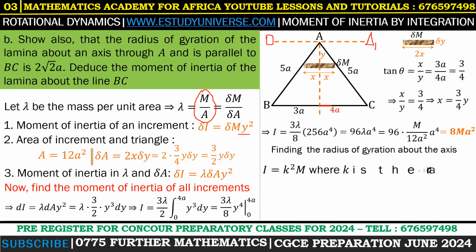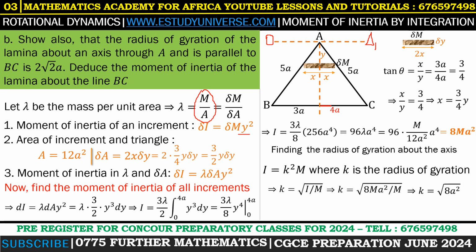Alright. So, the radius of gyration, generally in terms of moments of inertia, can be gotten as the square root of the moment of inertia divided by the mass of the whole system. The mass of the whole system is just the mass of the triangle, which is m, and the moment of inertia is 8ma squared. So we take 8ma squared and divide by m to have 8a squared. So the radius of gyration is the square root of 8a squared, and if you use surds, we get 2 root 2a. So we have proven that the radius of gyration of the lamina about the axis through A and parallel to the line BC is 2 root 2a.